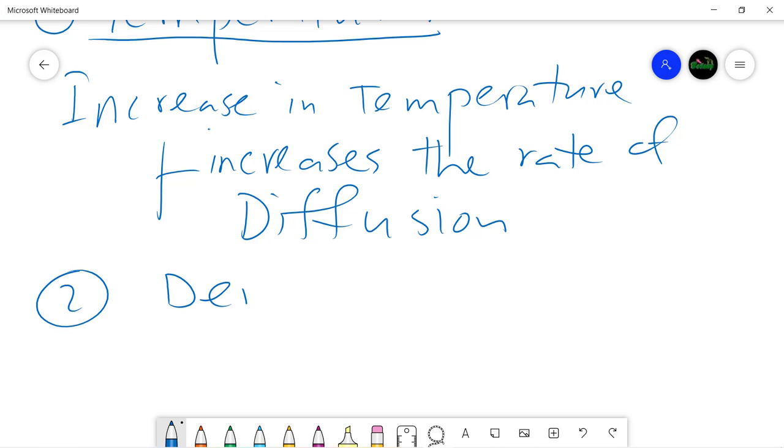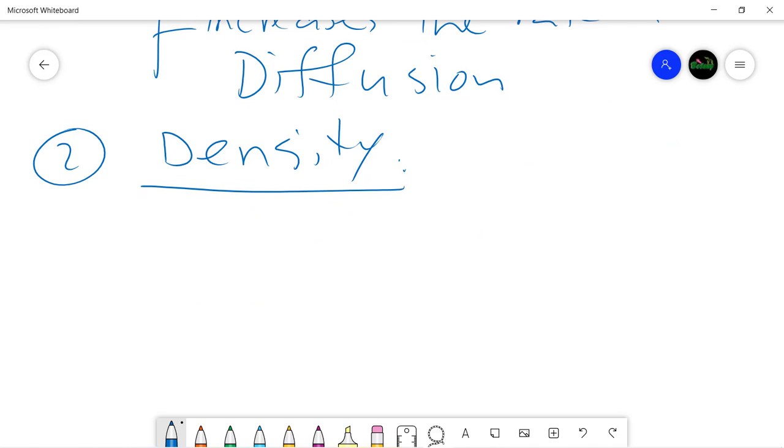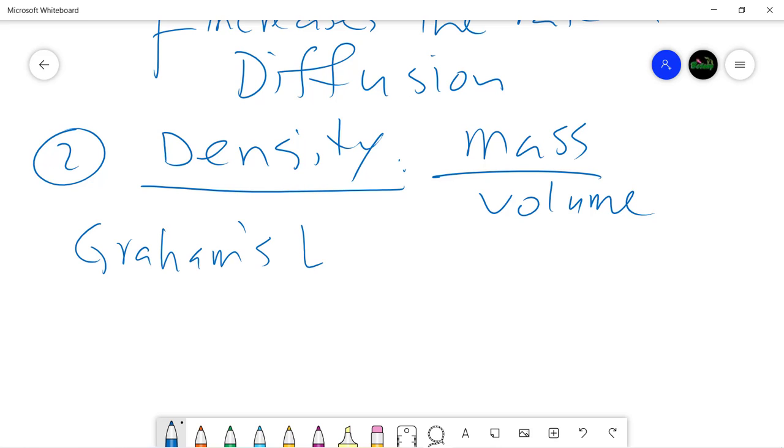Next factor is the density, the density of the diffusing molecules. And we know what density is, it is mass per unit volume. Graham's law of diffusion very accurately describes the relationship of density and diffusion, and it simply states that the rate of diffusion of gases is inversely proportional to the square root of their density, especially the diffusion of gases. Graham's law of diffusion.